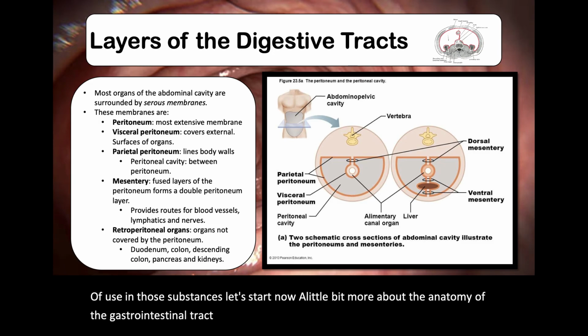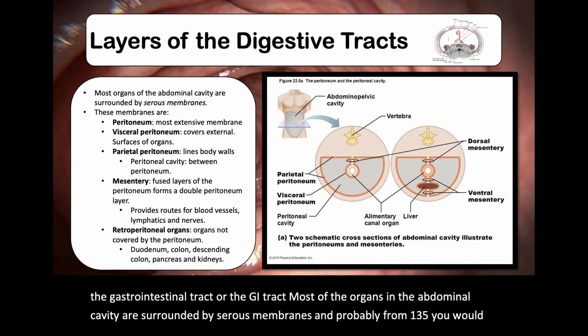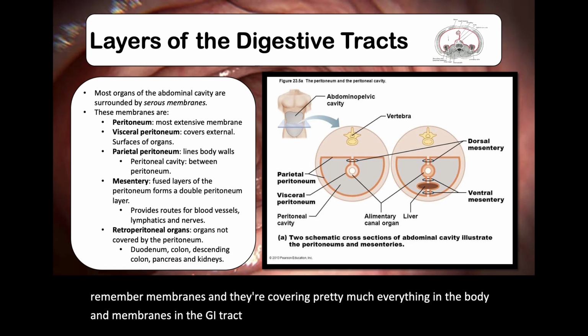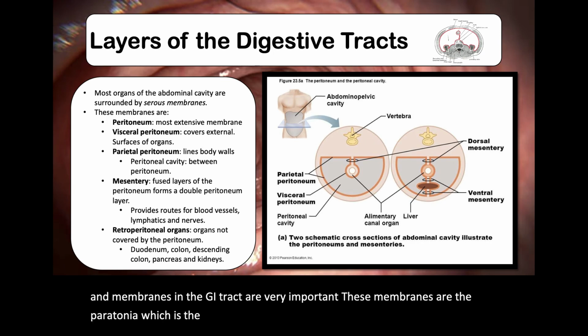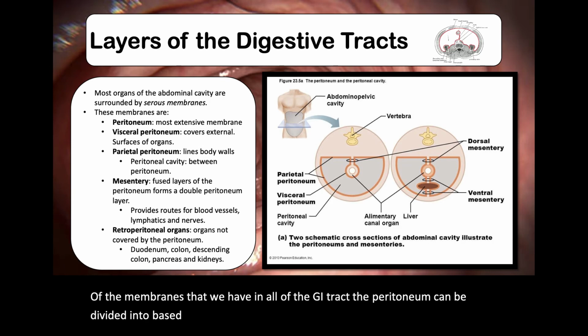Let's talk now a little bit more about the anatomy of the gastrointestinal tract, or the GI tract. Most of the organs in the abdominal cavity are surrounded by serous membranes. And probably from 135 you would remember membranes, and they are covering pretty much everything in the body, and membranes in the GI tract are very important. These membranes are the peritoneum, which is the biggest of the membranes that we have in all of the GI tract. The peritoneum can be divided in two based on their location anatomy, the visceral and parietal peritoneum.